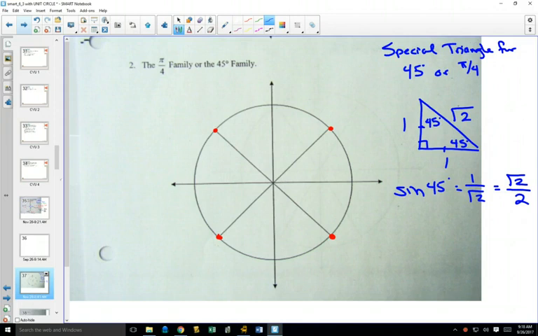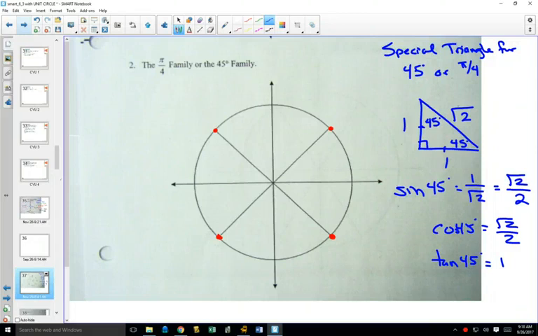It wouldn't be wrong if you wrote 1 over root 2, but I'm going to write it as root 2 over 2. Can you see that cos of 45 degrees, wow, there's an S in there, is also the same, 1 over root 2 or root 2 over 2. And what's tan of 45 degrees? Opposite over adjacent, 1 over 1, so it's just going to be 1.